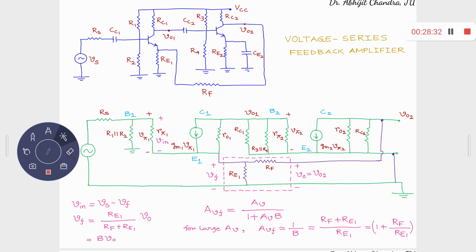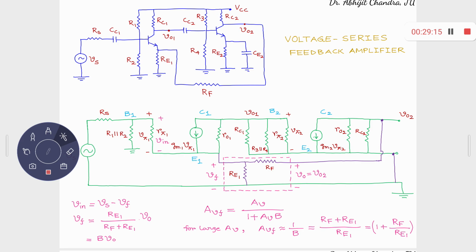Why? Because if you apply KVL over there, the back network receives a voltage equal to V naught, that is equal to VO2, the output voltage. And by virtue of this voltage division, it develops some feedback voltage over there. So what is the relation between VO and VF? VF is nothing but RE1 by RF plus RE1 times VO. That is the feedback voltage developed over here, and that voltage plus this input voltage, these 2 voltages are equal to your Vs, if I simply neglect the voltage drop across Rs.